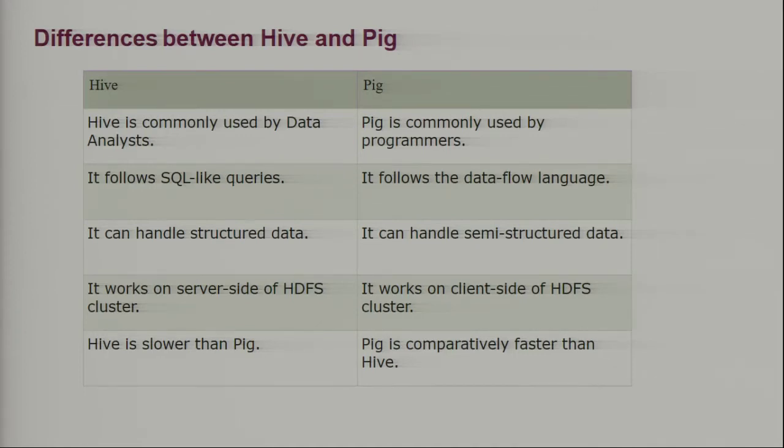Okay, so it works on the server side of the HDFS cluster, whereas Pig works on the client side of the HDFS cluster. You can just imagine, there are differences, but they need to go hand in hand and perform. Hive is slower than Pig; Pig is comparatively faster than Hive. A quick point so that we know this, and I'll correlate it later when we talk about Pig.